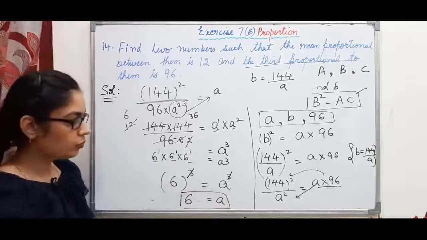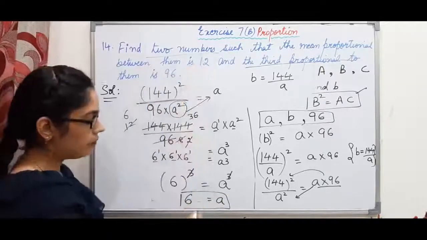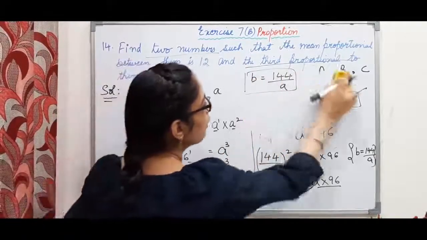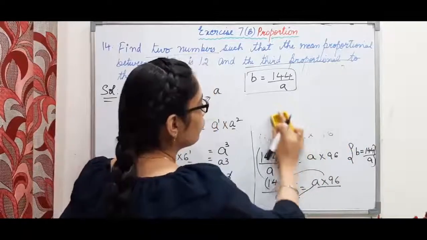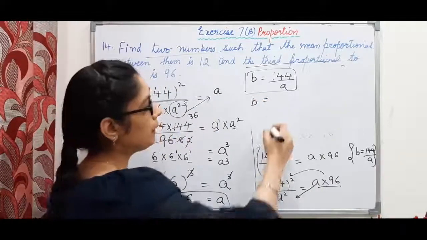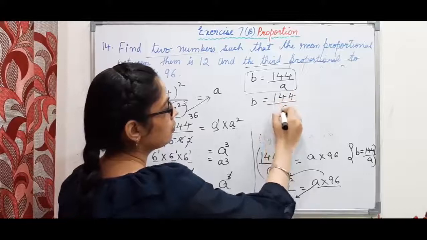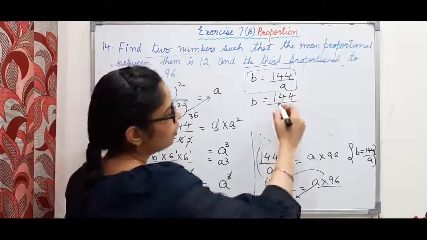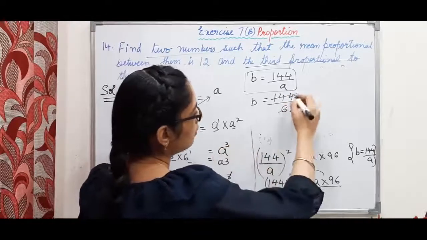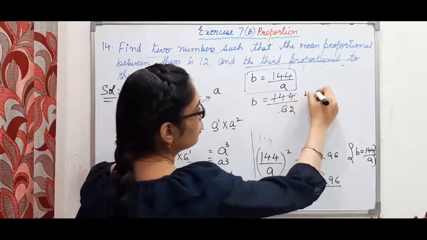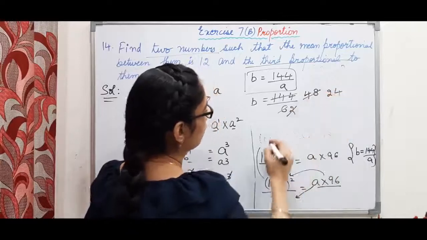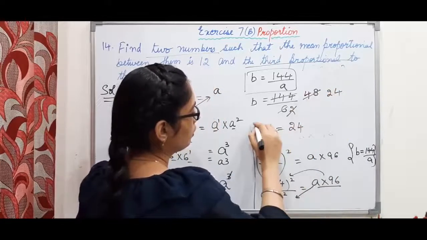Now we have to find the value of B also, because we have to find two numbers. So A we found as 6. Here we know B is equal to 144 by A. So we can substitute the value of A and find the value of B. So B is equal to 144 by 6. Let's do cancellation. On the 3's table we can do 3 into 2, 3 into 4, 3 into 8, then 24. So B is equal to 24.